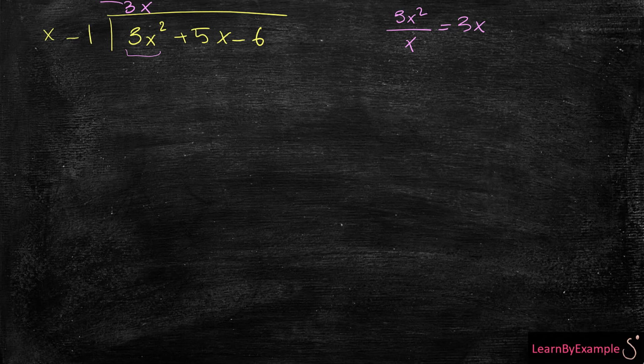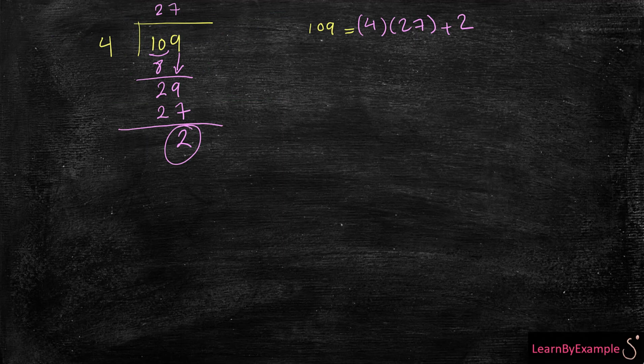Then I'm going to multiply this term by x again, so I get 3x squared. And then I'm going to multiply it with the second term, which is negative 1, and I'm going to write negative 3x. Now, it's very important that I write my signs very clearly, and that I subtract them correctly. What I did over here with 29 minus 27, I'm going to do the same thing.